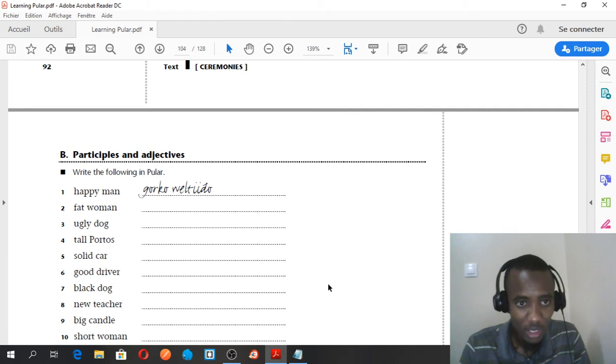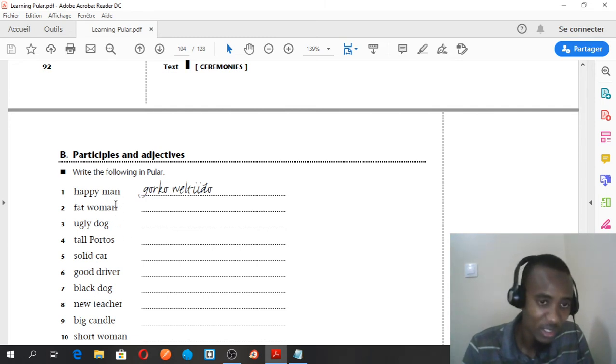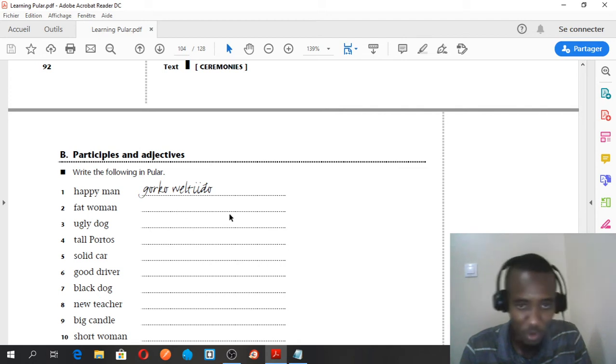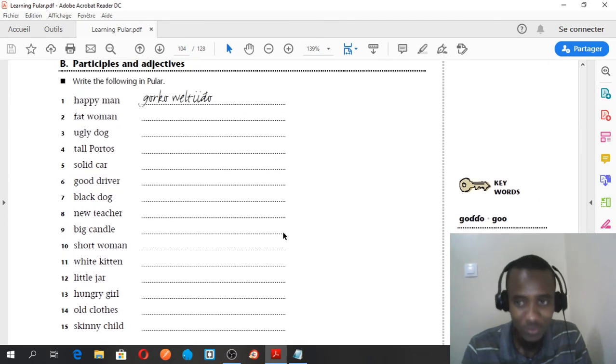Okay? Participles and adjectives. Write the following in Pular. Happy man: gorko veltido. Fat woman: debbo sembudo. Ugly dog: bareru. Okay. Continue.